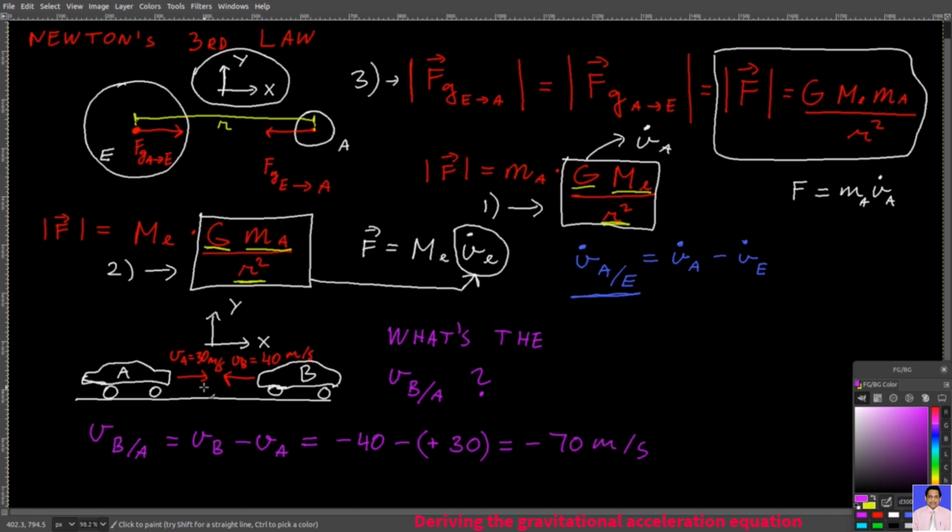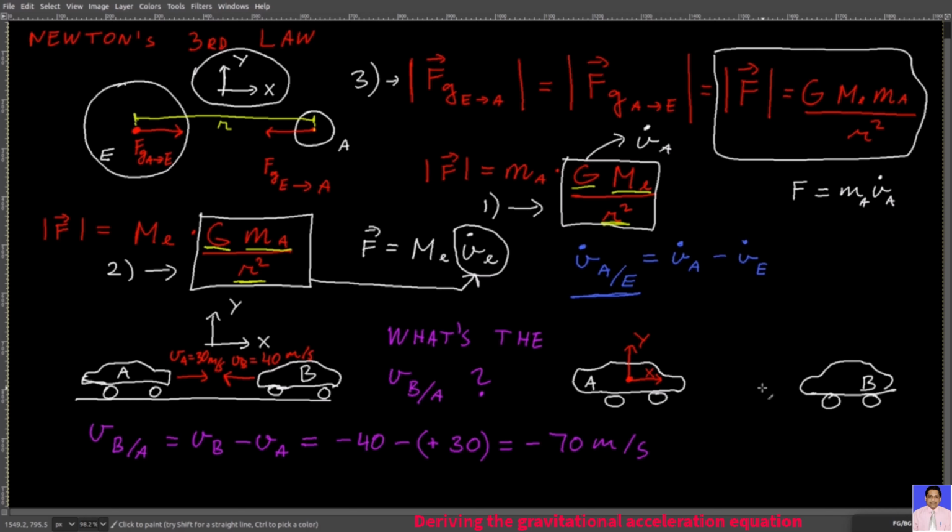You can think of it like this. You can imagine that car A now is at rest. So this is your car A. Now you imagine that your car A is at rest, so I can put an inertia frame here. And then car B travels at minus 70 meters per second, or 70 meters per second, towards car A. Now it travels 70 meters per second in the negative x direction, but this x is now attached to car A. And so it's just another way to think about it.